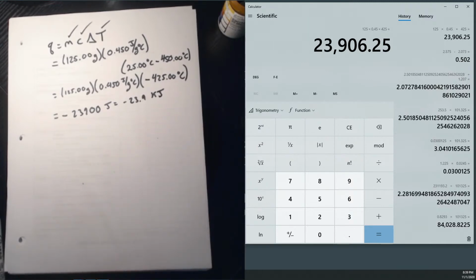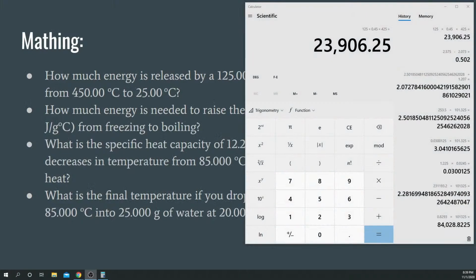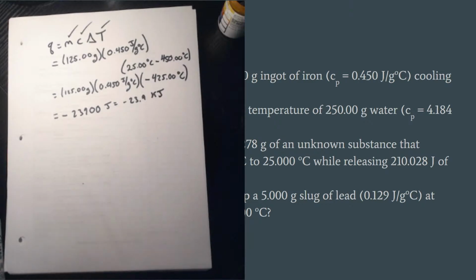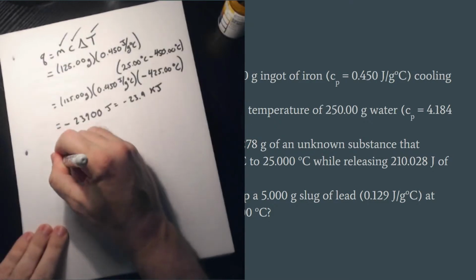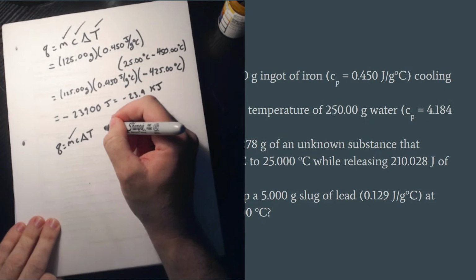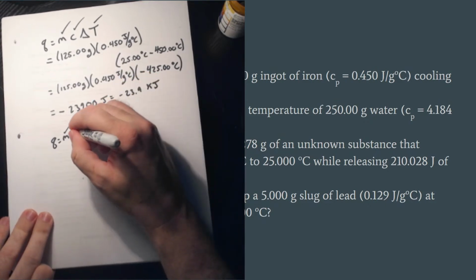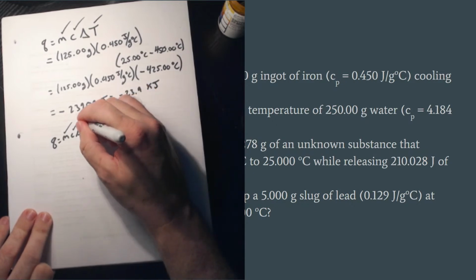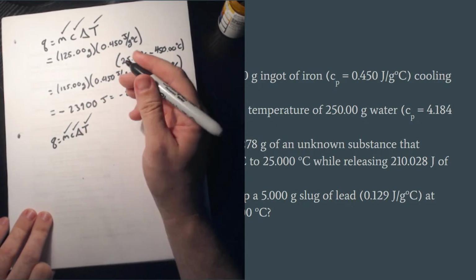All right, next problem. How much energy is needed to raise the temperature of 250 grams of water from freezing to boiling? Okay. So once again, Q equals mc delta T. And I gave you the mass. It's 250 grams of water. I gave you the specific heat capacity, 4.184. And I gave you the change in temperature. Okay, we're going from freezing to boiling.